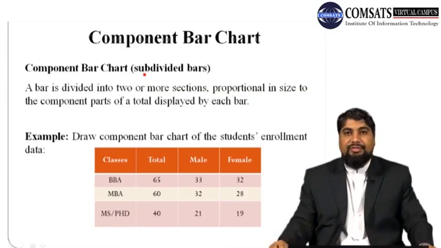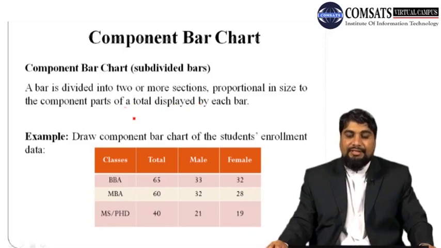Let us discuss the component bar chart. It is also called a subdivided bar graph. In the component bar chart, a bar is divided into 2 or more sections or components which are proportional in size to the component parts of a total, which is displayed by each bar.